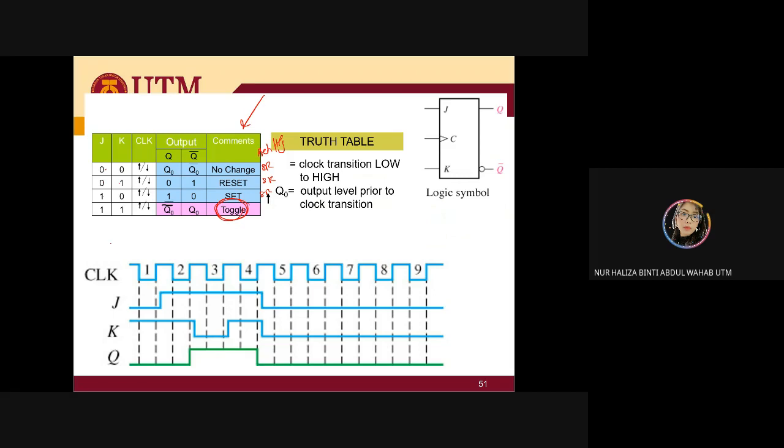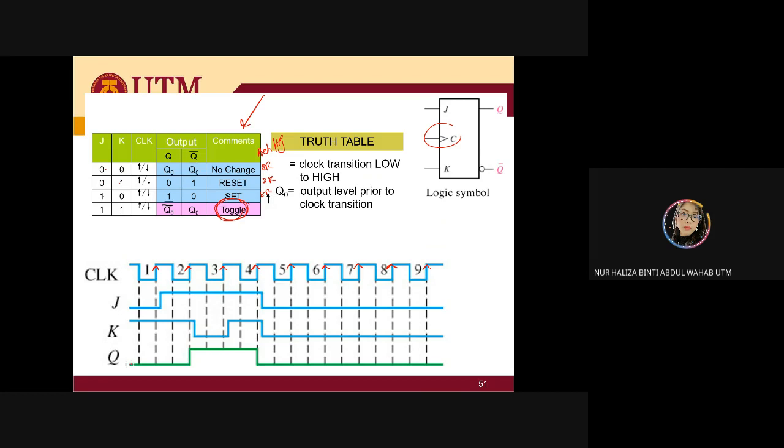Okay, let me see. In this example, it changes at the positive clock. Yes, so here is my positive, positive, positive, positive, positive, positive. So at the positive clock, I'm going to trigger a change.